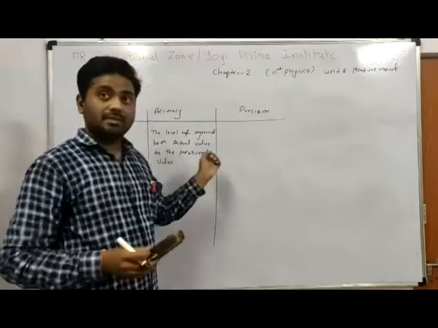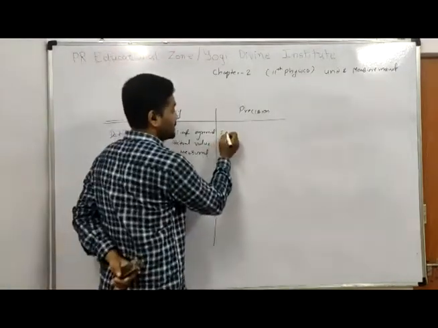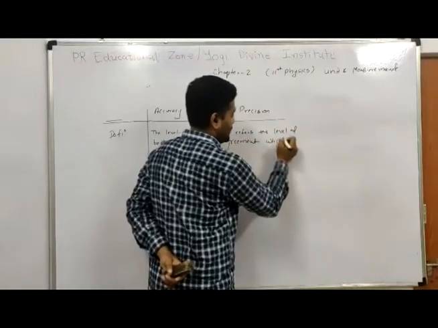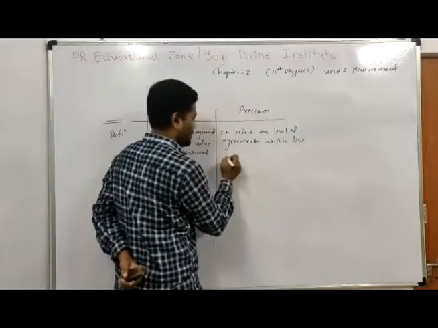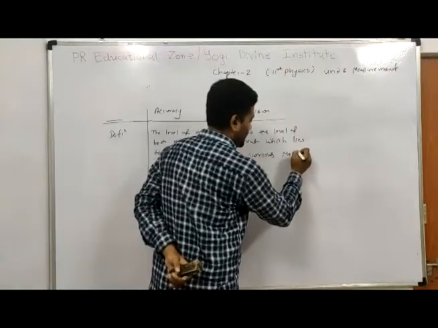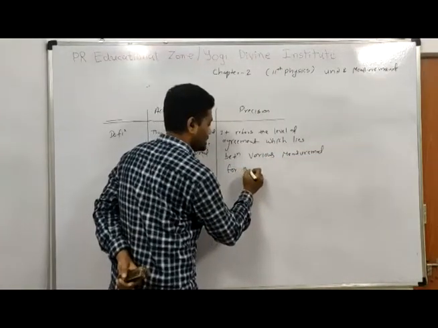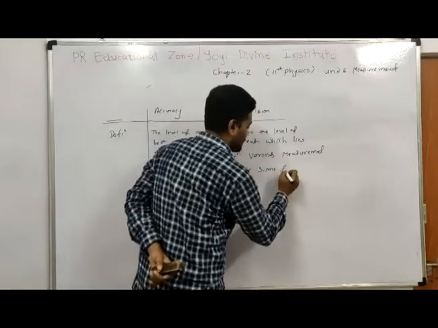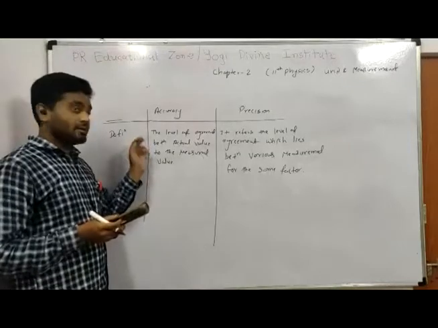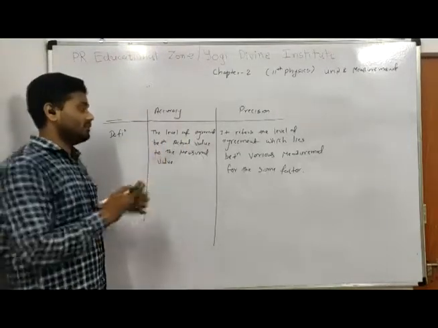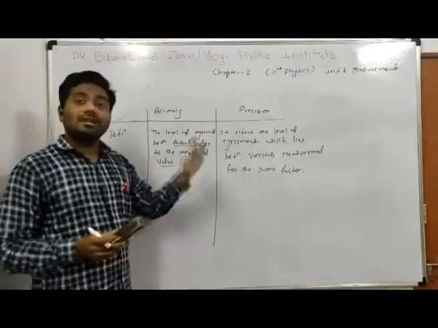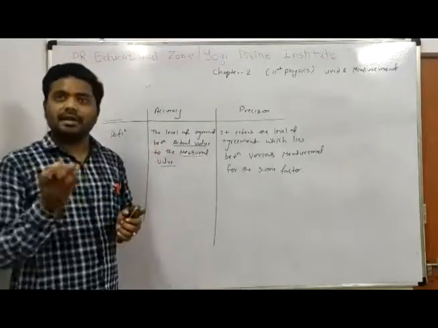And precision can be defined as the level of agreement which lies between various measurements for the same factor. Now, understood the definition? Accuracy, the level of agreement between the actual value and the measured value, means how much deviation there is between the actual value and the measured value.